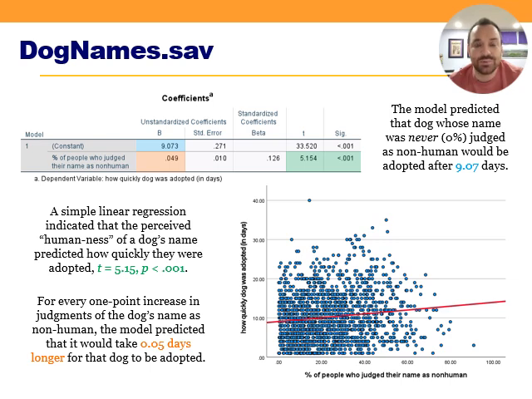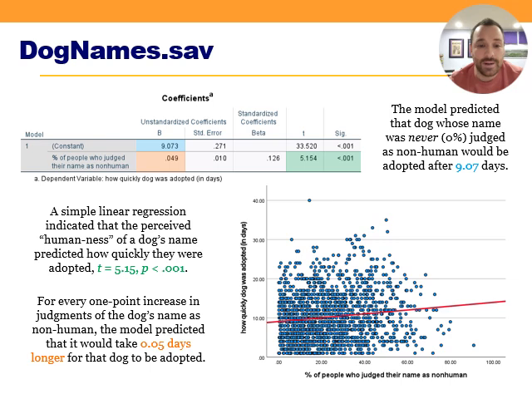What that tells us, remember, is every time x increases by 1, how much does our prediction of y go up or down? In this case, every time x goes up by 1, our prediction of y goes up by 0.05. So in this context, it means that for each additional 1 percentage point of people who judge the dog's name as non-human, so for every 1 point increase in the, quote unquote, non-humanness of the dog's name, we would expect the amount of time that they take to get adopted to increase by 0.05 days.